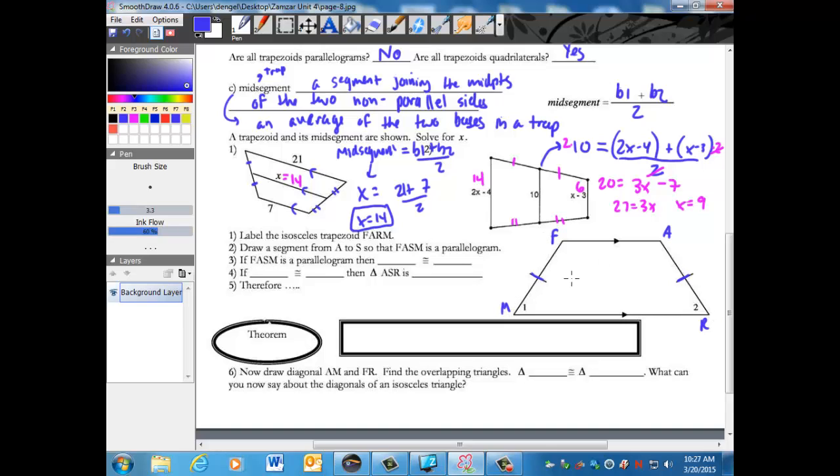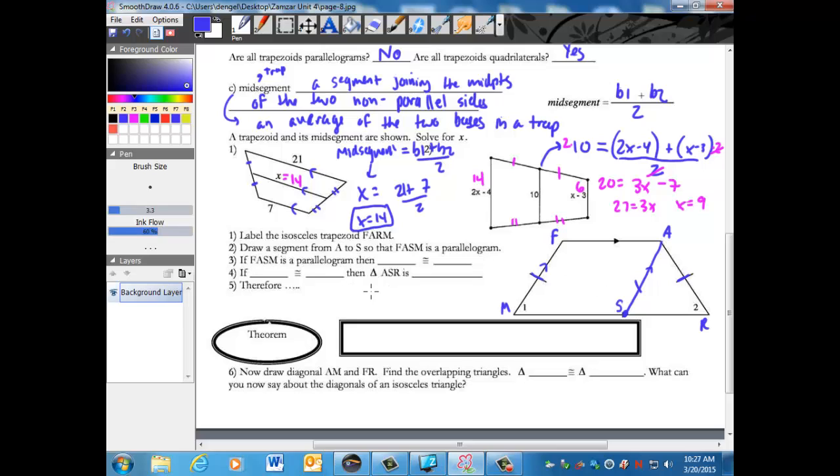Okay, and then they're telling us to draw a segment from A to S, so that FASM is a parallelogram. So we want to draw this line so that it's parallel to FM. We'll do the best we can. And then this new point is going to be called S. And then let's put arrows here to show that these lines are parallel. Also, since we just created a parallelogram, we know that these two sides are the same.